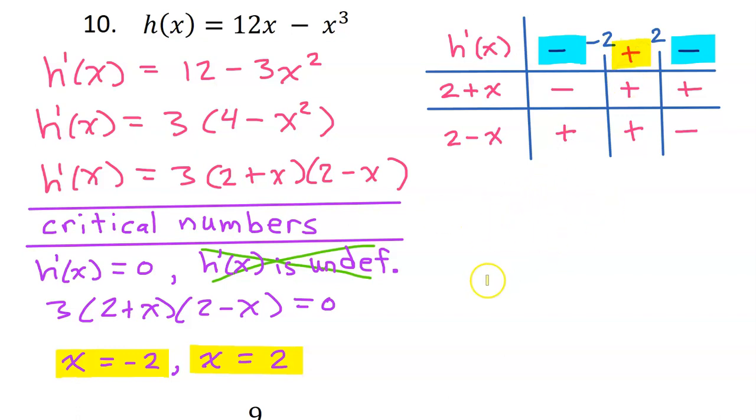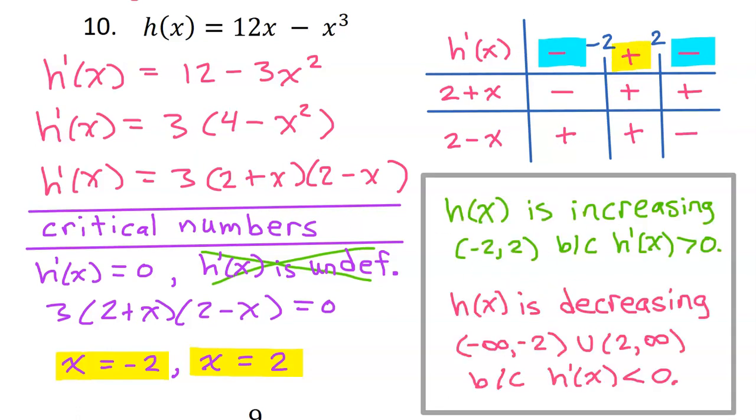So let's summarize our results. We say h of x is increasing from negative 2 to 2 because h prime is positive. And we say h is decreasing from negative infinity to negative 2 and from 2 to infinity because h prime is negative.